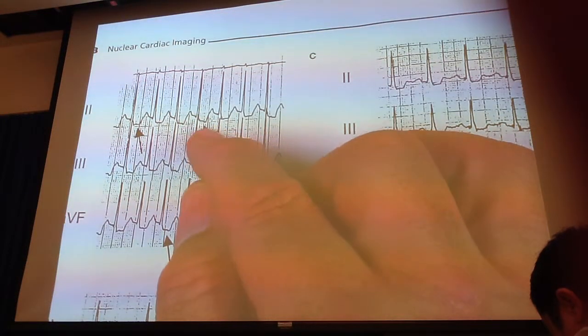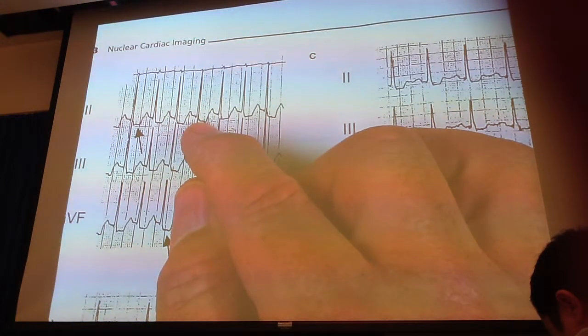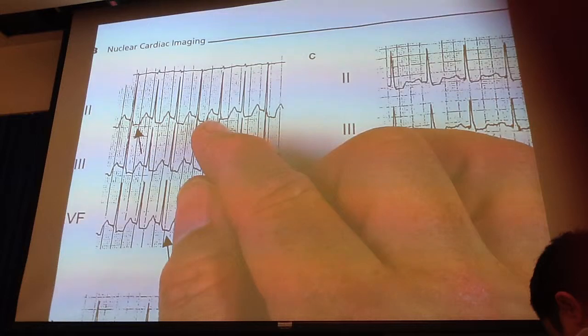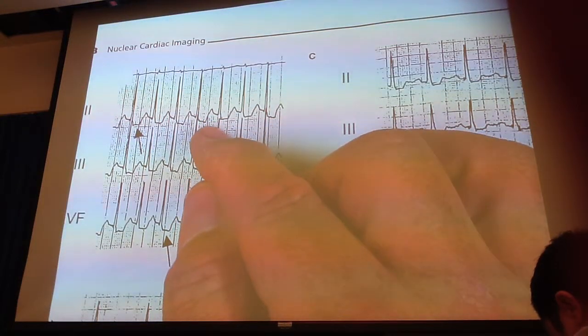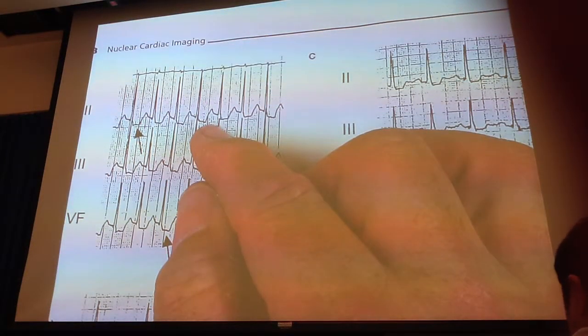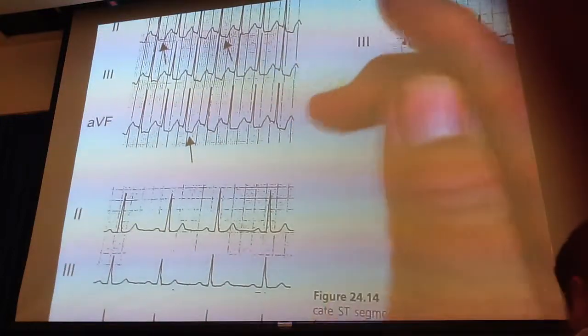Okay? In our case here, hopefully, if we were doing the exercise part, where we're actually putting them on a treadmill, or we're using dobutamine, if we see this, this means we better stop. Okay? Because we have myocardial ischemia, and if we don't stop, we're going to probably go into myocardial infarction. So this is one of the signs that we're looking for.